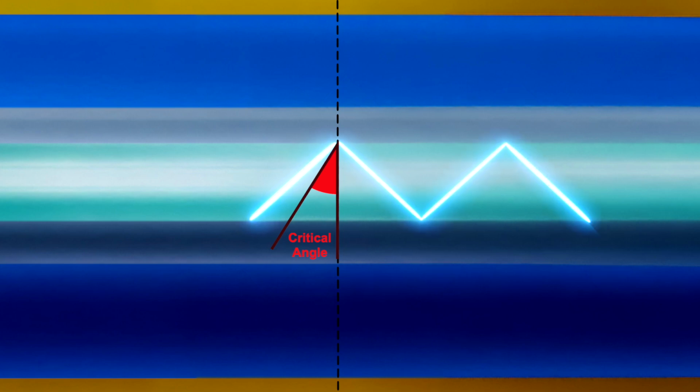The angle at which the light hits the cladding is very important. If the angle is bigger than something called the critical angle, the light reflects back into the core. This keeps the light trapped inside, allowing fiber optic cables to carry it over long distances. If the angle is smaller than the critical angle, the light would refract and pass into the cladding and escape. That's why total internal reflection is essential for fiber optics to work.